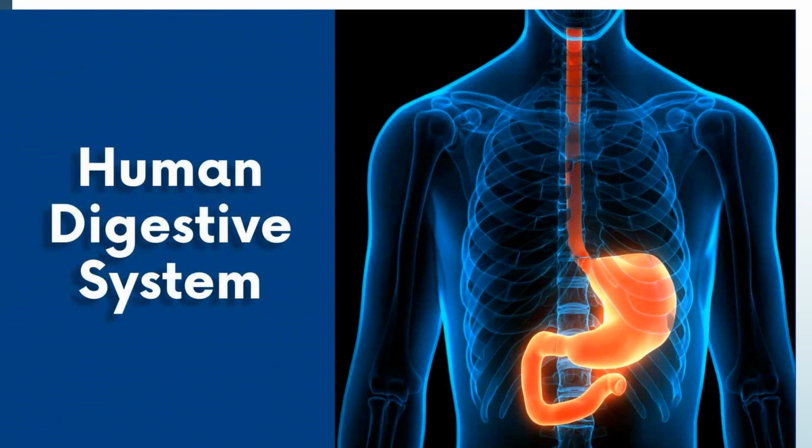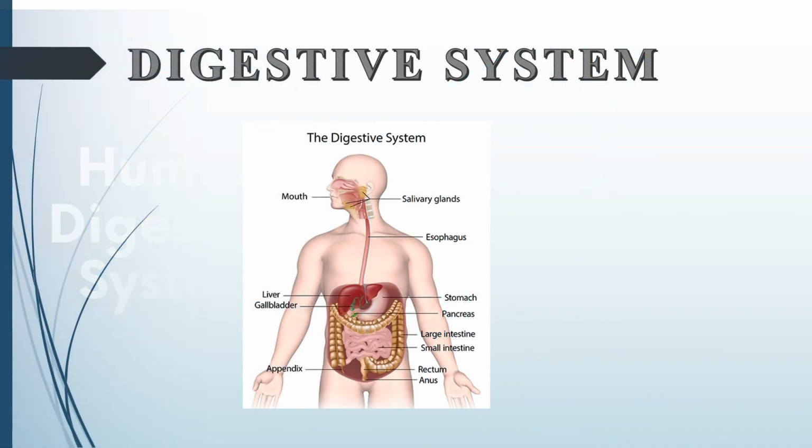Today we are going to see about the human digestive system. The human digestive system contains the mouth, salivary glands, esophagus, stomach, liver, gallbladder, pancreas, large intestine, small intestine, appendix, rectum, and anus.